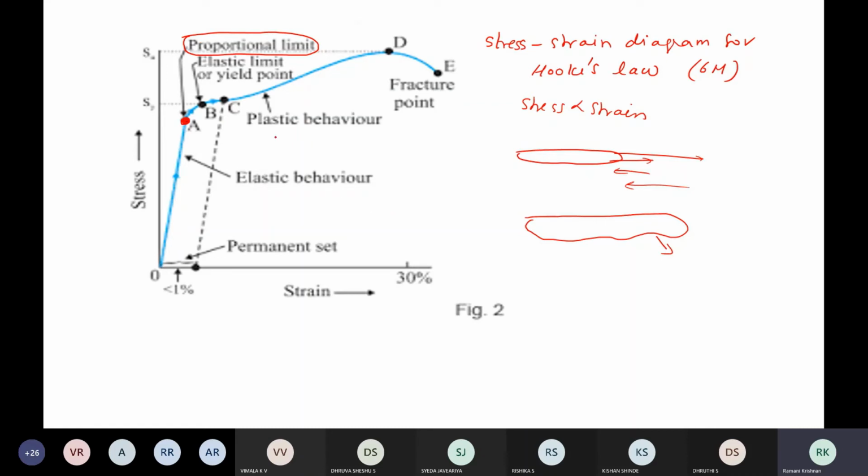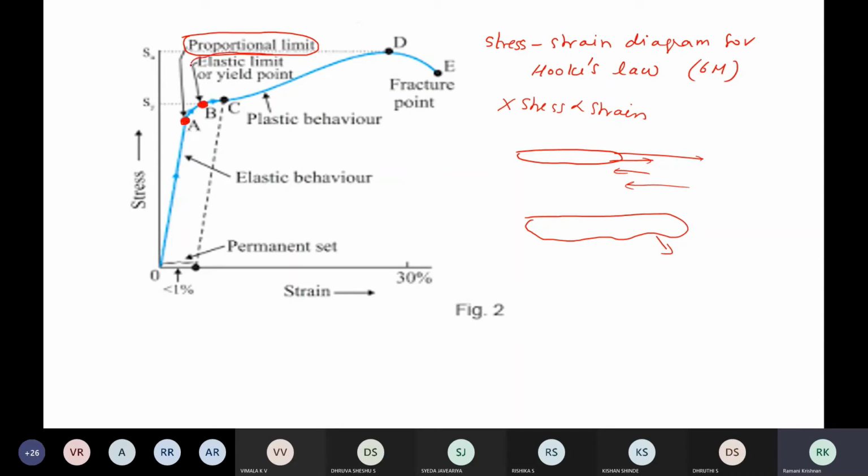Now what I do? Again I increase the force. Again what happens? The body is coming back to the same shape. That means it is following elasticity. It is obeying elasticity. But stress is not proportional to strain. Up to point B, Hooke's law is applicable, but stress is not proportional to strain. That means the body will come back to the same shape, but not proportionally. It is called elastic limit.